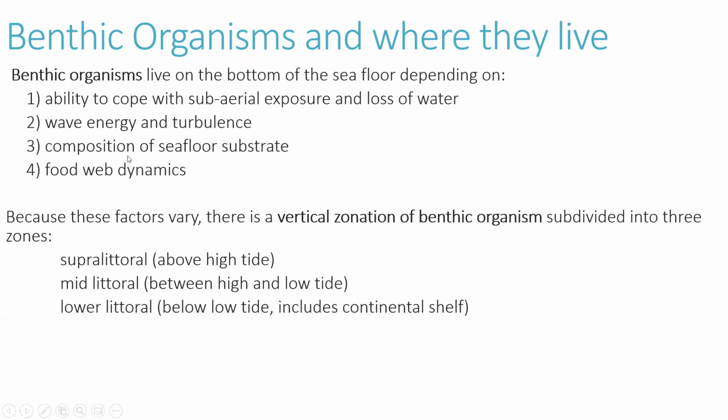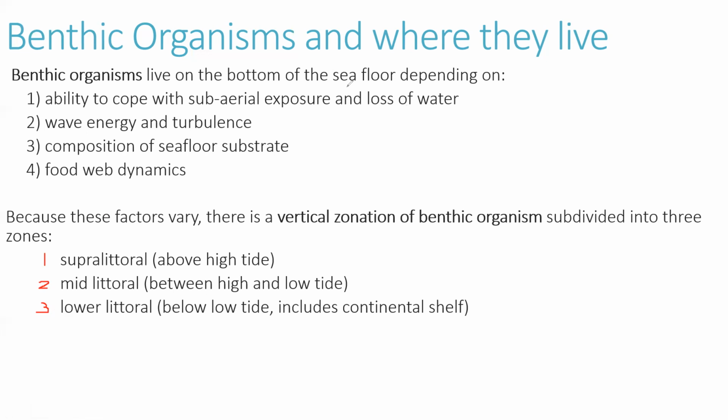So because all four of these factors vary a lot, there's a vertical zonation of benthic organisms. And it's subdivided, I'm going to draw it out, in 3 different zones. So here's your 3 zones. My horrible Zoom annotate drawing. 1, 2, 3. So remember last lab, we talked about littoral meaning near shore. So in this situation, supralittoral means it's above the high tide.